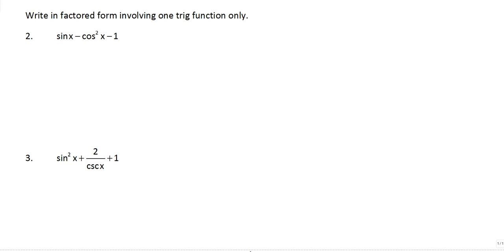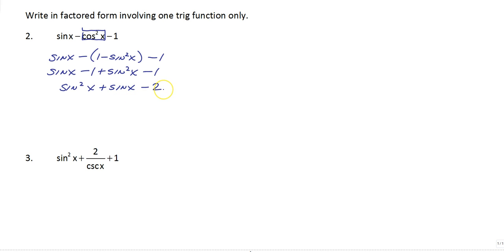So yes, old school factoring. You need to be able to use old school factoring. And you also, right here, need to be able to do Pythagorean identity. So you have cosine squared x. Cosine squared x, if you remember what we had at top, would be the same as 1 minus sine squared x. So we have sine x minus, and this would be 1 minus sine squared x, and then of course minus 1 on the outside. Distribute your negative, and you have sine x minus 1 plus sine squared x minus another 1. And then that would simplify to sine squared x plus sine x minus 2.